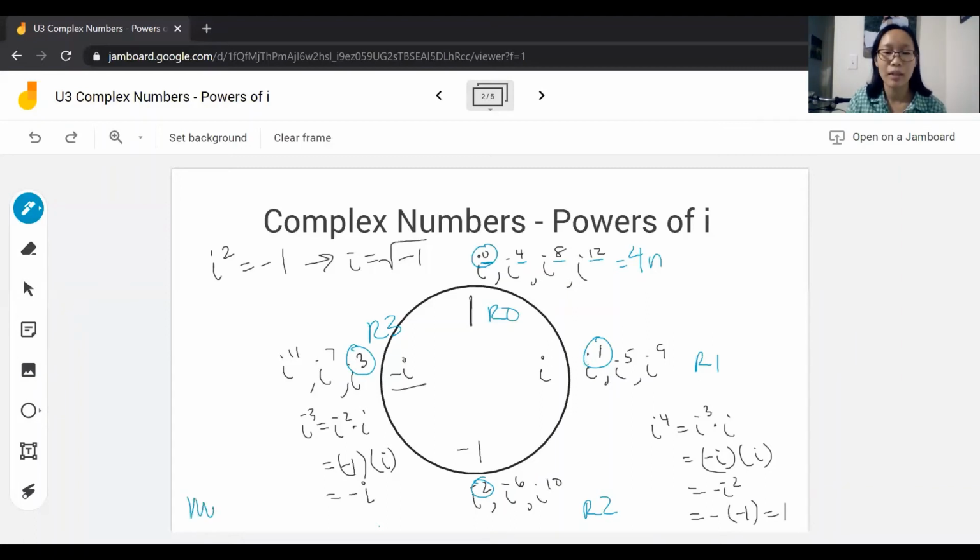Think of this like military time. You have 13 o'clock: you start at 12, you go all the way around to 12, and then 13 would just be one more. So 13 o'clock is the same as 1 p.m. If we know that this clock goes in a pattern like this, we can find any power of i, even when they're really big. Let's take a look at an example.